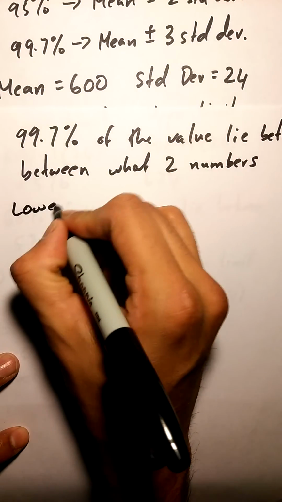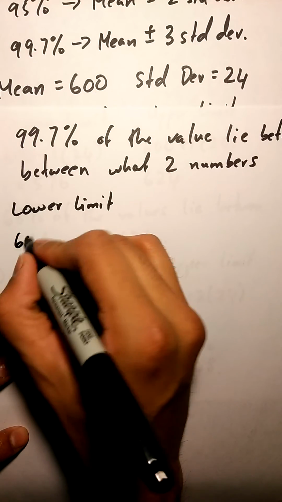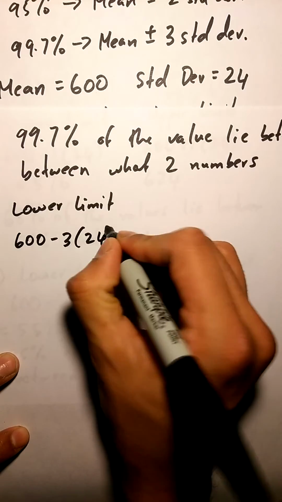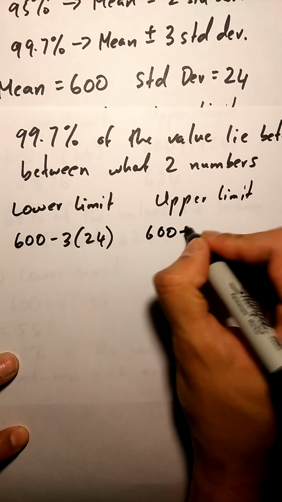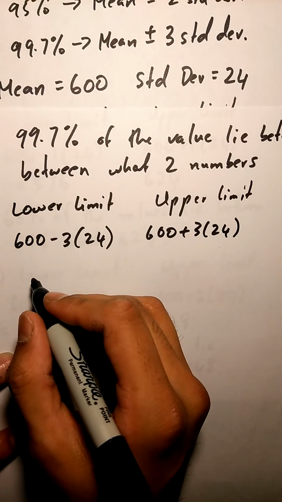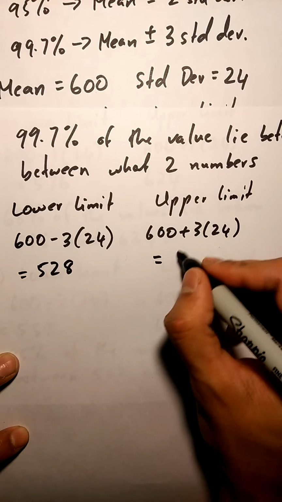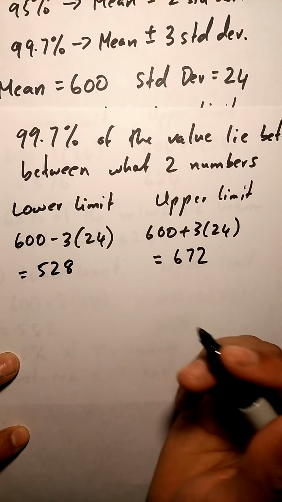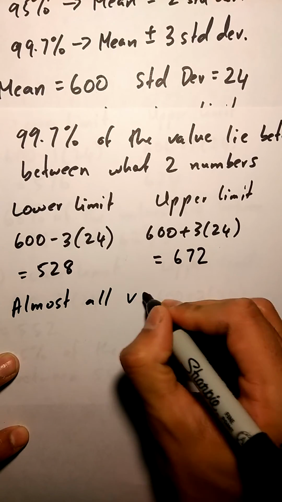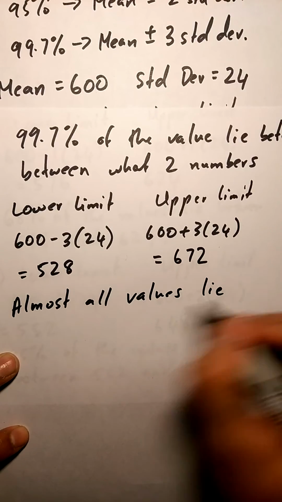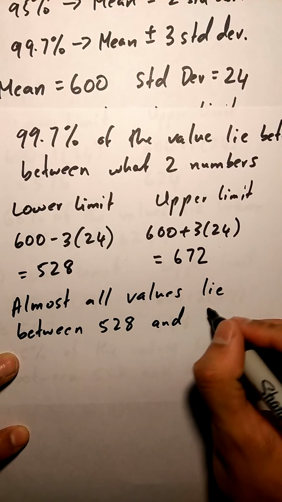So we know our lower limit is 600 minus 3 times 24. Our upper limit is 600 plus 3 times 24. That equals 528. That equals 672. So we know that 99.7%, or almost all values, lie between 528 and 672.